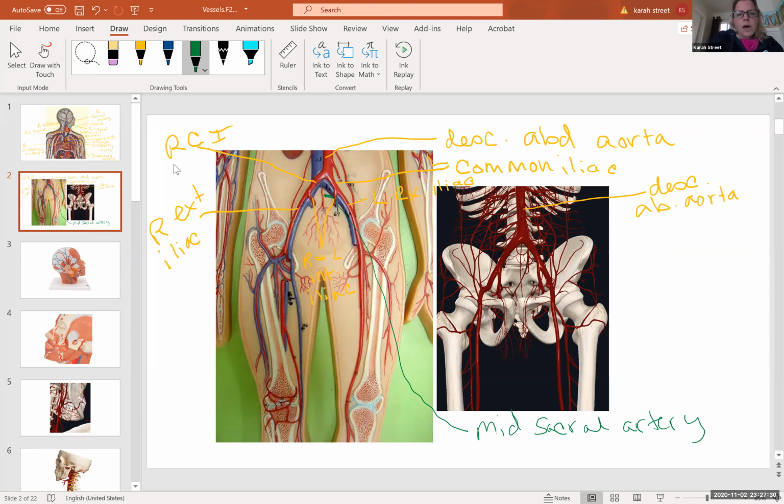And as we saw last week, when the external iliac arteries go underneath your inguinal ligament and they reach the surface of your thigh, it turns into the femoral artery.